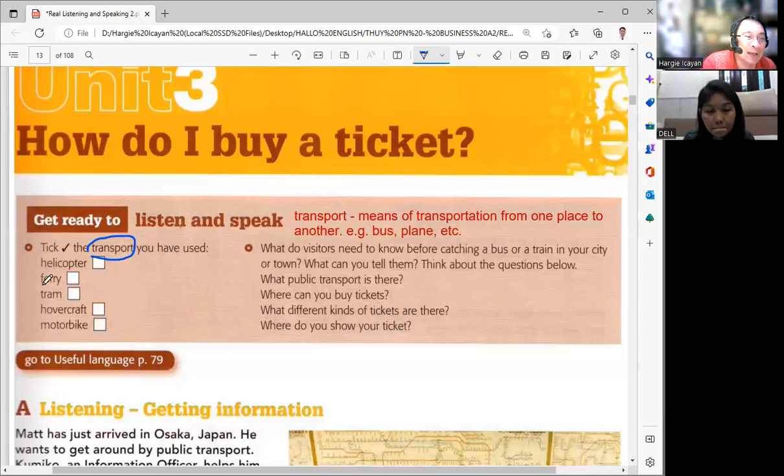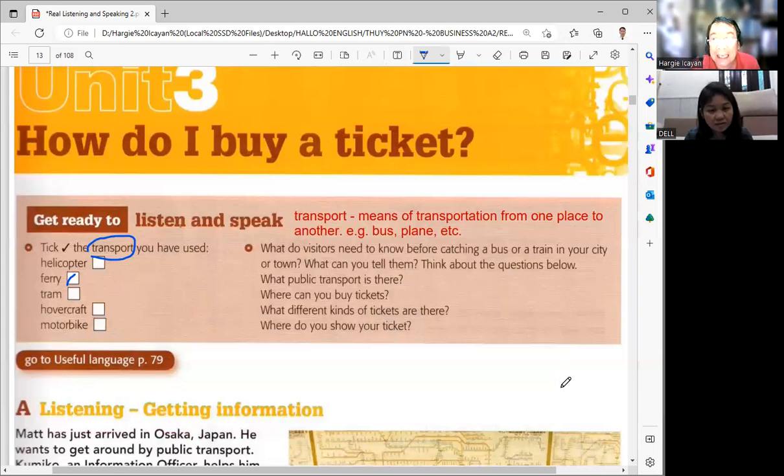Okay. What about a ferry? Have you experienced riding a ferry? A ferry is like a boat. Yes, I have. Very good. How was the experience in riding a ferry? Is it a good experience, a memorable experience, riding a ferry?